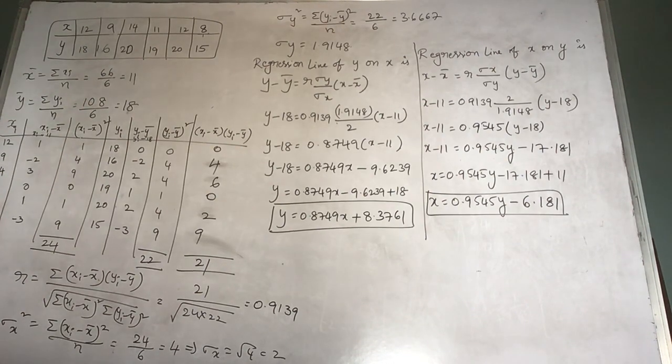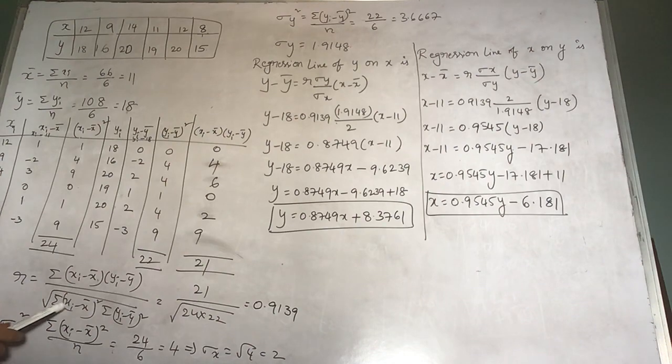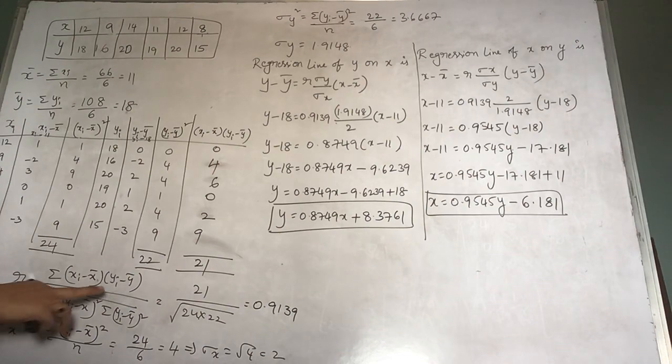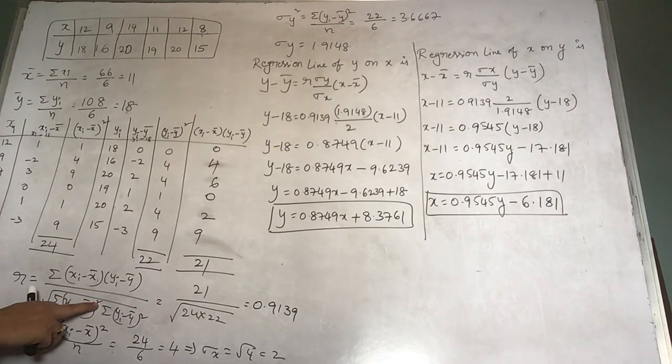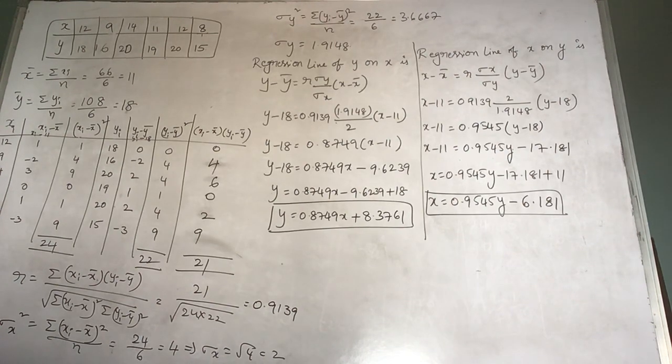After that, for finding the coefficient of correlation small r, the formula is summation of xi minus x bar into yi minus y bar, by square root of summation of xi minus x bar whole square into summation of yi minus y bar whole square. For this, we have to find the xi minus x bar terms, the yi minus y bar terms, and the xi minus x bar whole square and yi minus y bar whole square values, and calculate the summation of those values. For this we form a table based on the given observations.